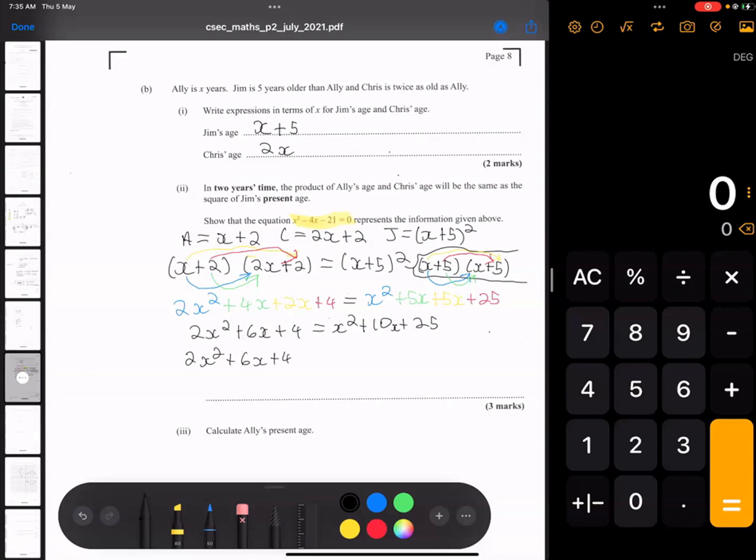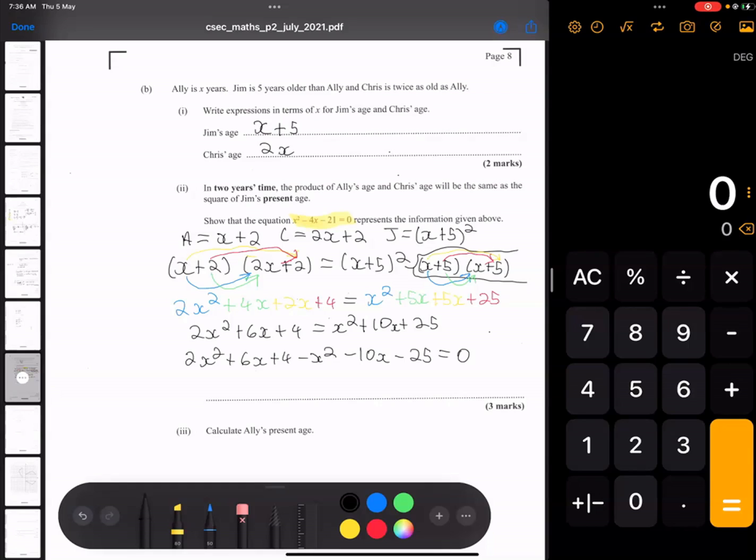plus 4, and then carrying over the x squared we would have a negative x squared, because if it was positive and you carry it over the equal sign, it's going to be the opposite or the negative counterpart. Alright, and if it was negative and you carry it over, it will then be positive. But in this case, everything on the right side is positive, so everything is going to become negative when you carry it over the equal sign. So negative 10x and then negative 25 is equal to 0.